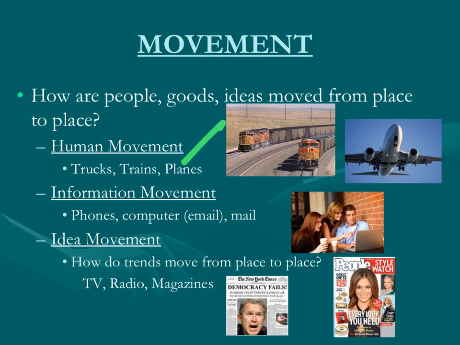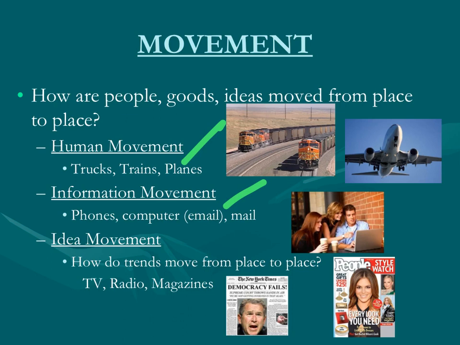The second idea of movement is information movement. How do we spread information from place to place? So we use our phones to spread information from place to place. We use our computers. We use our emails to send messages to each other. We use social media to send messages, whether it's Snapchat or Facebook or Twitter, to send ideas to people. And the last one, we use mail. We send messages via mail to help people move from place to place.